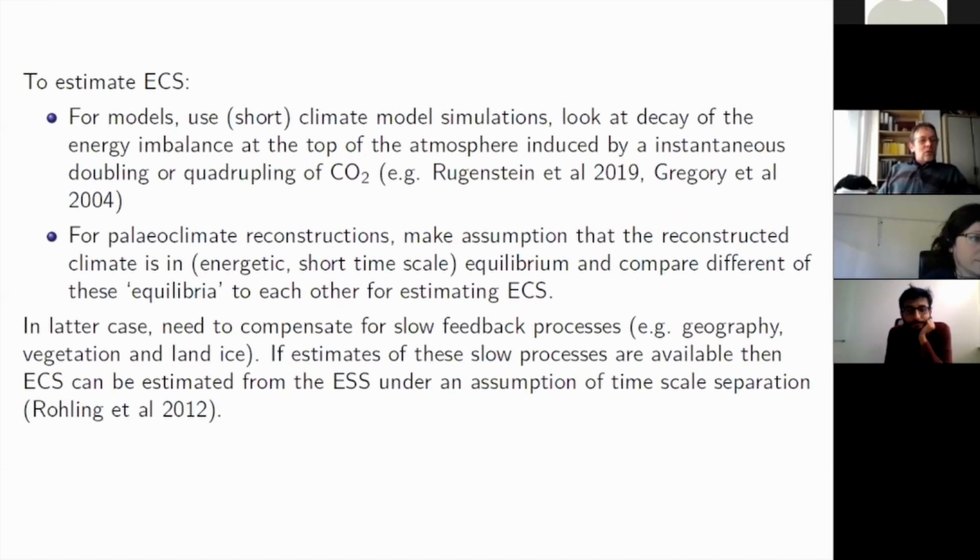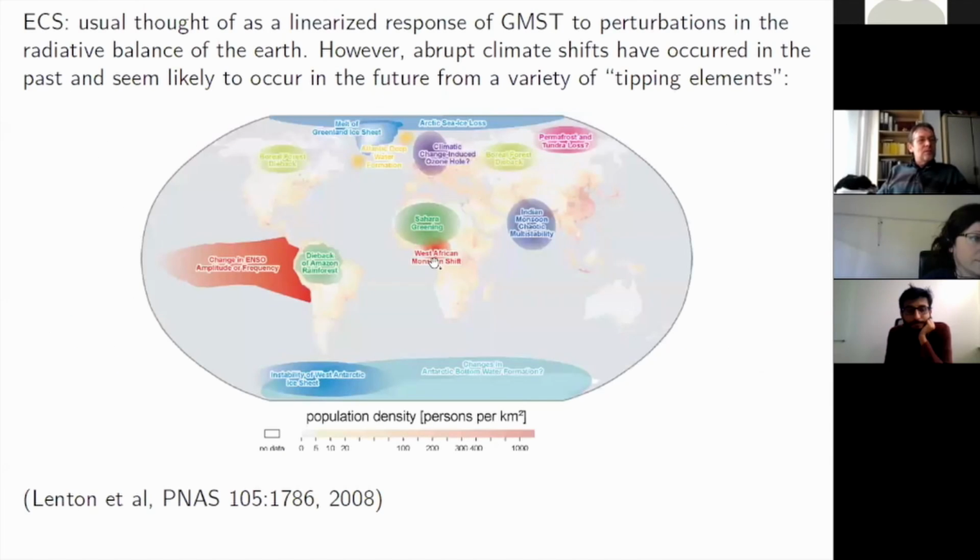So what can you do? You can try and estimate it from models, from paleoclimate reconstructions, and there are various ways to do this. I'm not going to go into those in detail, but then you're also faced with the problem, which we are very much in TiPES, is equilibrium climate sensitivity is a very linear notion. It's a sort of a linear response of the climate system to some perturbation.